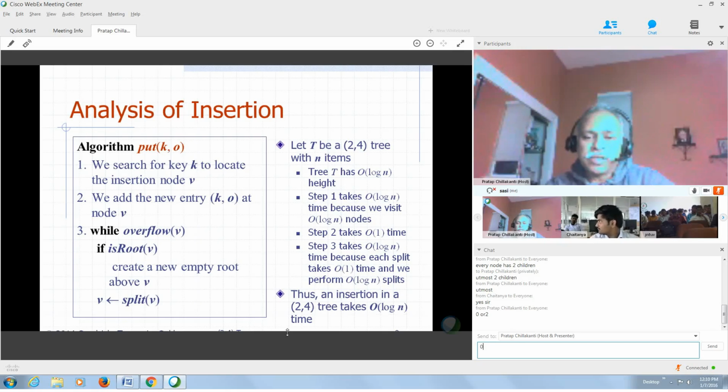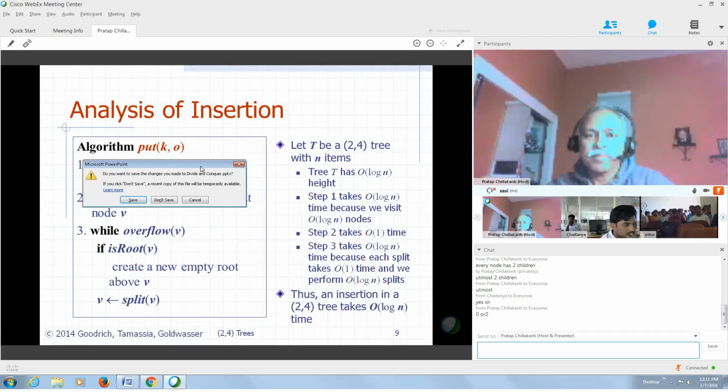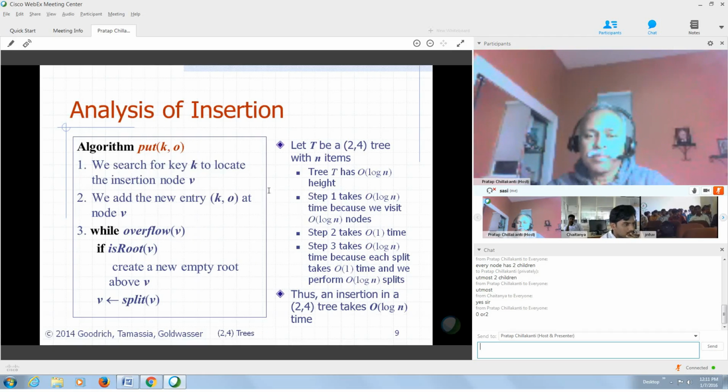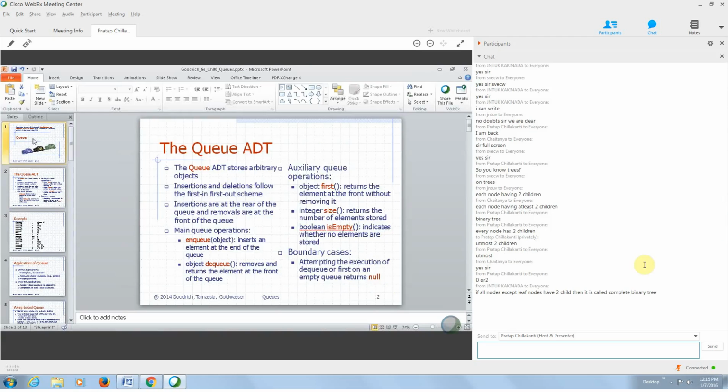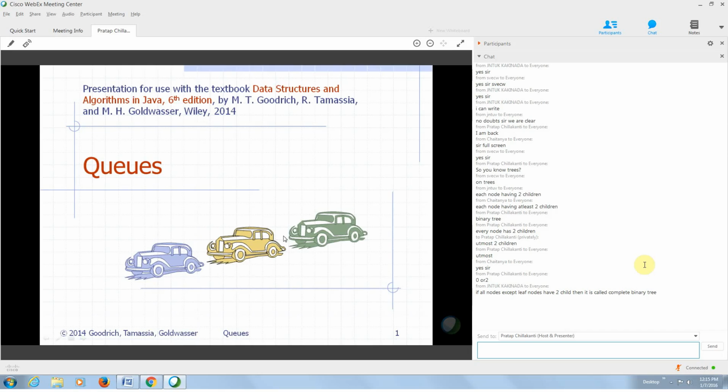So there's so much for the tree there. Questions, comments? Okay, so what I want, one second. Please let me know when you see my screen. You should be seeing my screen now.